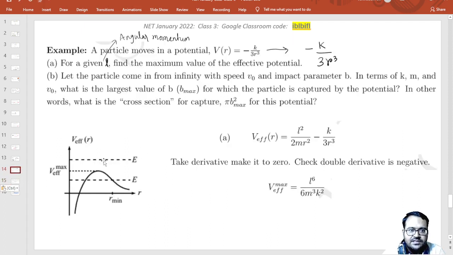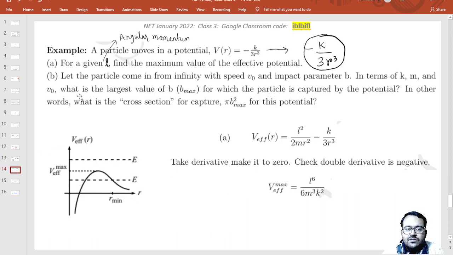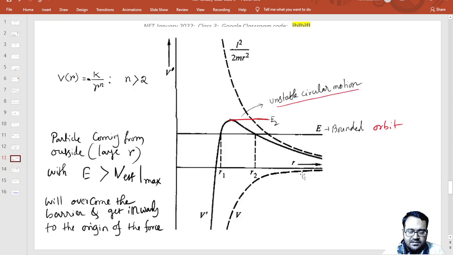Okay, so let's say a particle moves in a potential V(r) equal to minus k by 3r cubed. This is a second type of potential. So then for a given angular momentum L, find the maximum value of the effective potential. That is easy, just take a derivative. The effective potential will be like this, just like this. n is greater than 2. Remember this.